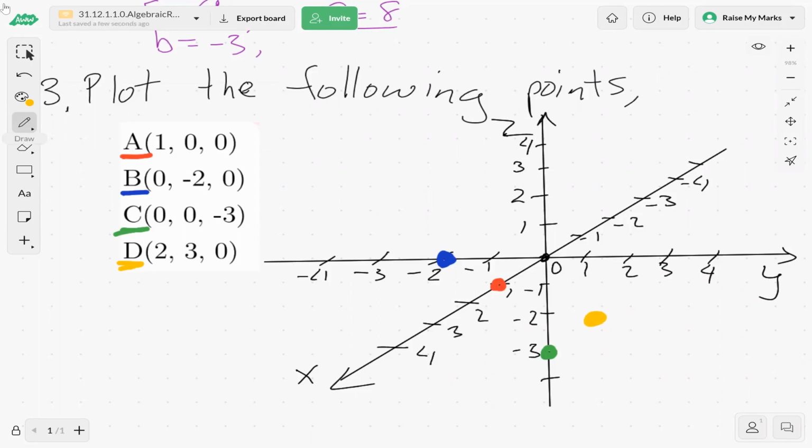Good. So should we label that one? Yeah, why don't we do that? So that one is 2, 3, 0. Good. Not too difficult. Again, just draw your axes and label them, and then just plot your point. First coordinate is X, second is Y, third is Z.